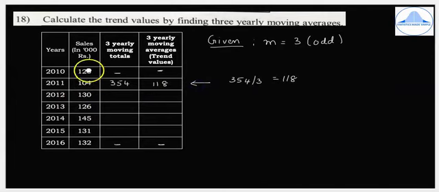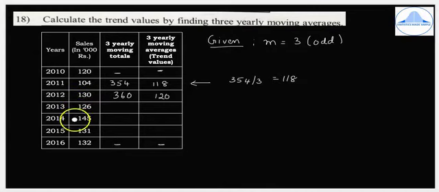Similarly, next leave out 120 and then add 104, 130 and 126. So you will get 360. Now 360, if you divide by 3, you will get 120. Next, leave out the first two values, add 130, 126 and 145 and write it corresponding to their middle year.